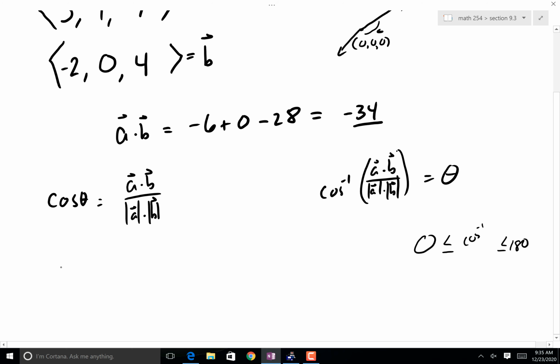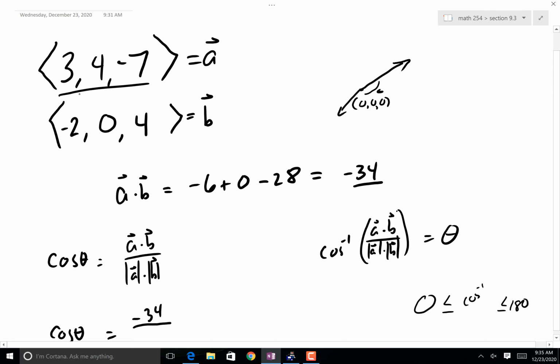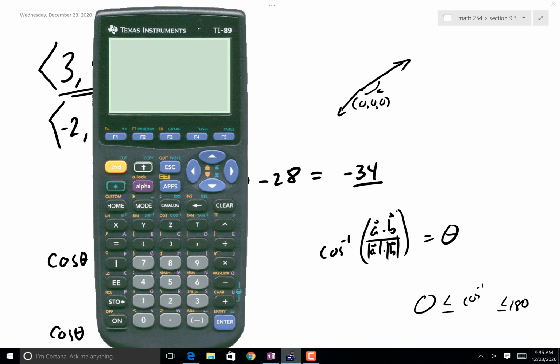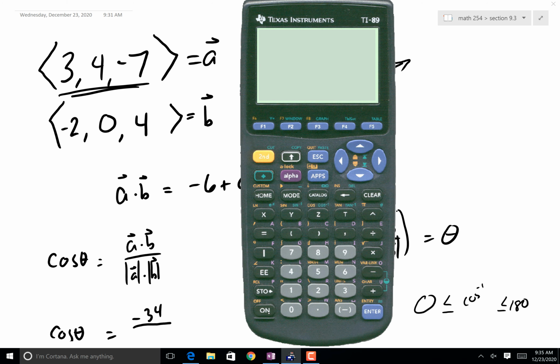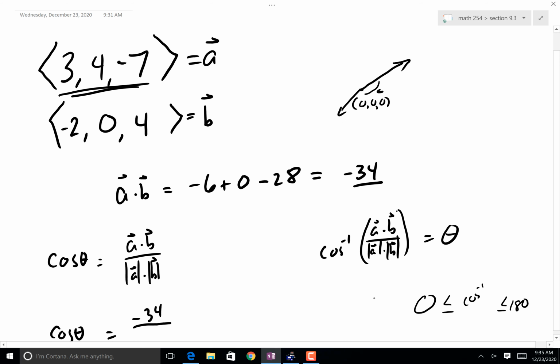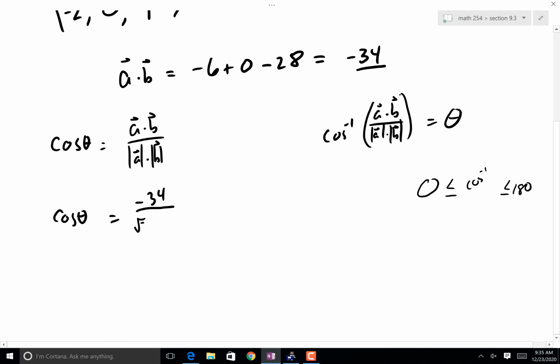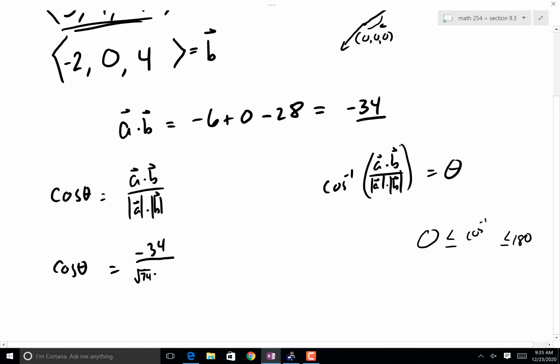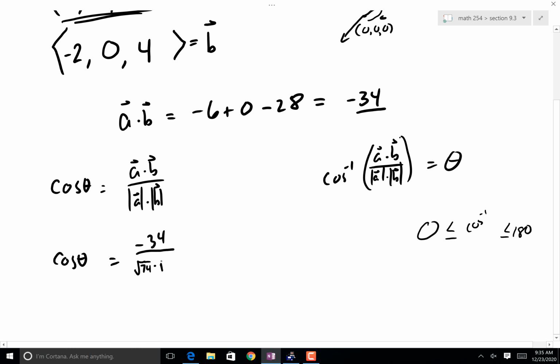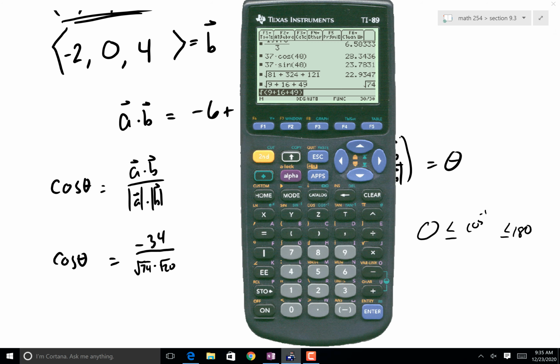So in this case, I'm going to find the cosine of theta. It'll be negative 34 over the magnitude of this vector. What's the magnitude? It's too much work, let me get my calculator out. It's going to be 9 plus 16 plus 49, so square root of 74. I'm just going to write that right there. Times 16 and 4, which is square root of 20.